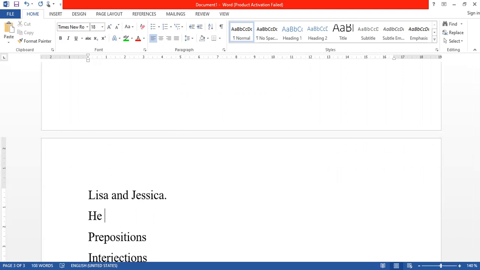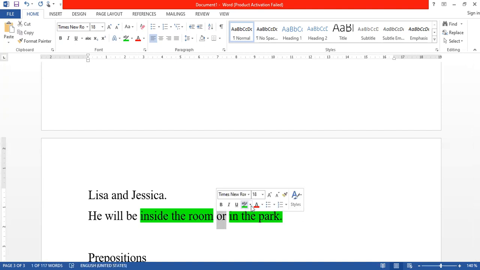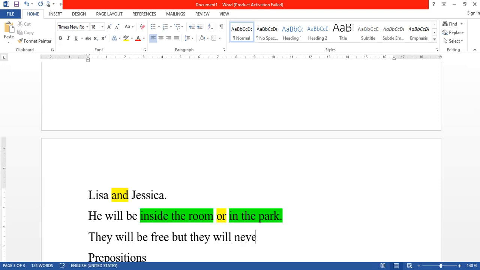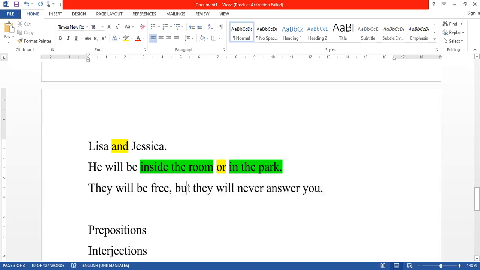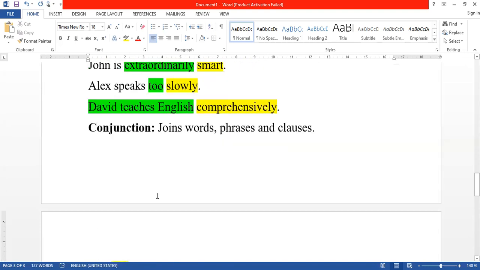Similarly, he will be inside the room or in the park. He'll be inside the room or in the park, right? So inside the room is a phrase and in the park is also a phrase. And these two are joined by or, and that's what you call a conjunction, right? Here it's again and. Similarly, they will be free, but they will never answer you. They'll be free, but they will never answer you, right? Now here, they will be free is a clause, okay. And they will never answer you is again another clause, right? And these two clauses are joined by but. That's what you call a conjunction, right?